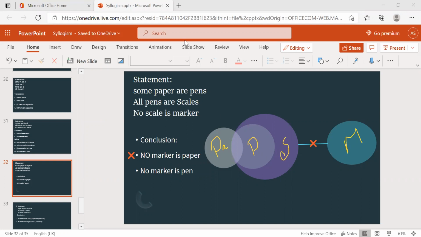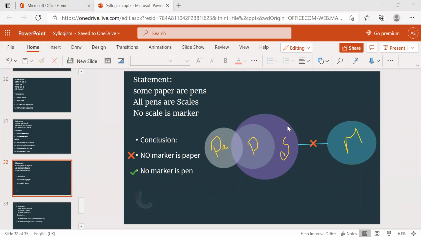Okay. Now another statement. What's another statement? No marker is a pen. So here is a marker and here is a pen. All the pens are in scale. And here marker is having a fight with scales. So under scale, pens are also there, right? If scales are fighting, then pens are also fighting. So no marker is a pen is a right answer.